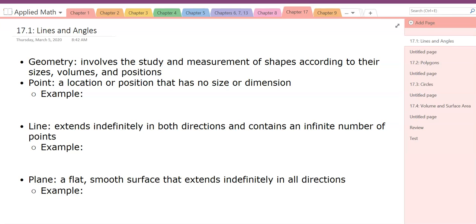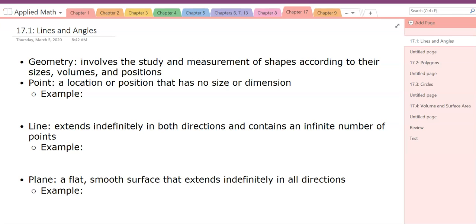So for this chapter, we're going to go back to geometry a little bit and talk about the parts of geometry: points, lines, planes. And we're going to get into finding perimeter, circumference of circles, area, volume, lateral and surface area. We're going to talk about all that stuff again.